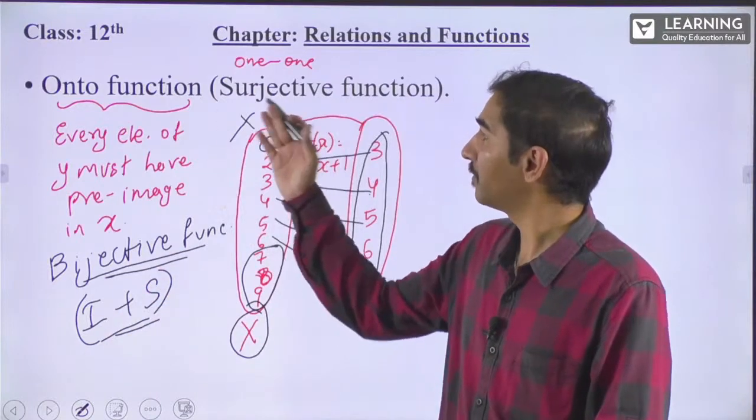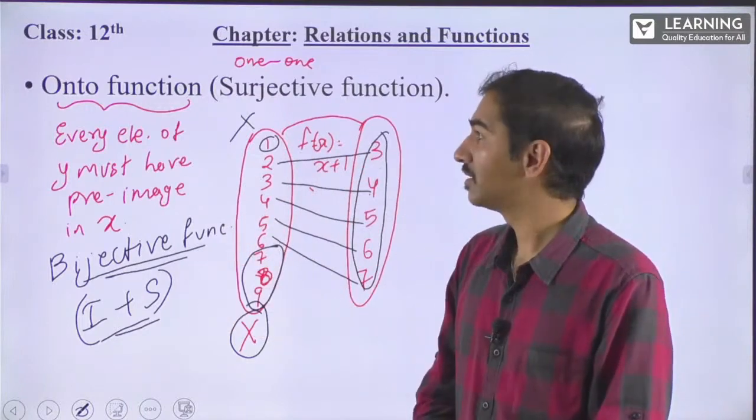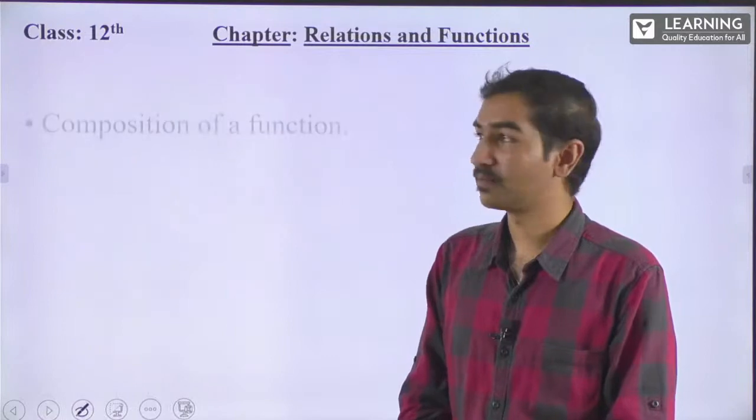And what is a surjective or onto function? All the elements of y must have a pre-image in x. Alright, moving on to the next.